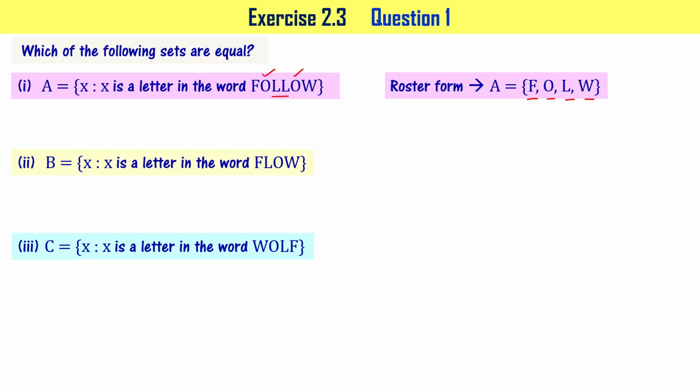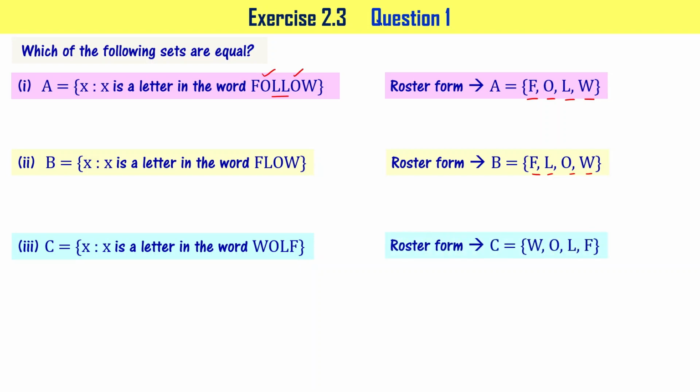Now let's write roster form for set B. That is going to contain the elements F, L, O and W, right? Now let's write the roster form for set C, that is the set containing elements W, O, L and F. Now since we have roster form, we have to see whether the sets are equal or not.